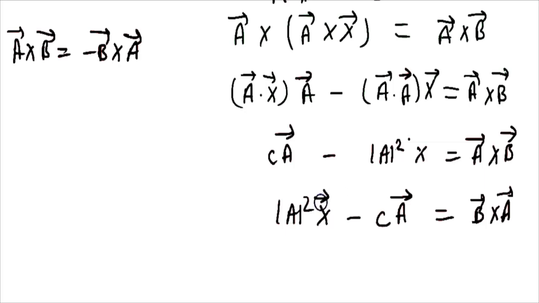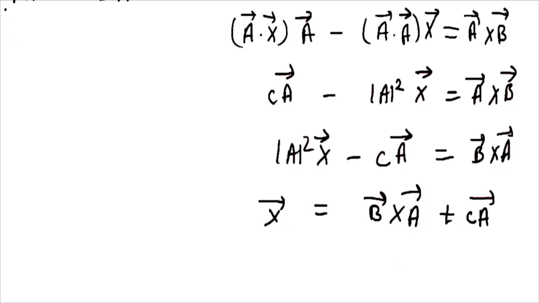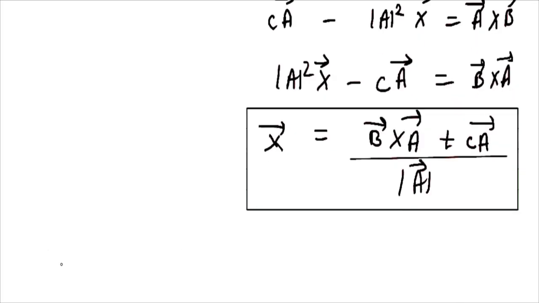Here is X vector, here is also X vector. So if you find the value of X vector, it comes out as V vector cross A vector plus C A vector, then divided by modulus of A vector squared, right? So this is our final answer of this question. The value of X vector is V vector cross A vector plus C A vector divided by modulus of A vector squared, right? So that's our final answer.